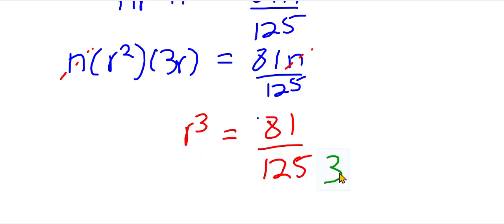And here's what I want you to enter in your calculator. I'd like you all to do 81 divided by 125 times 3. And give me the answer when you're ready.